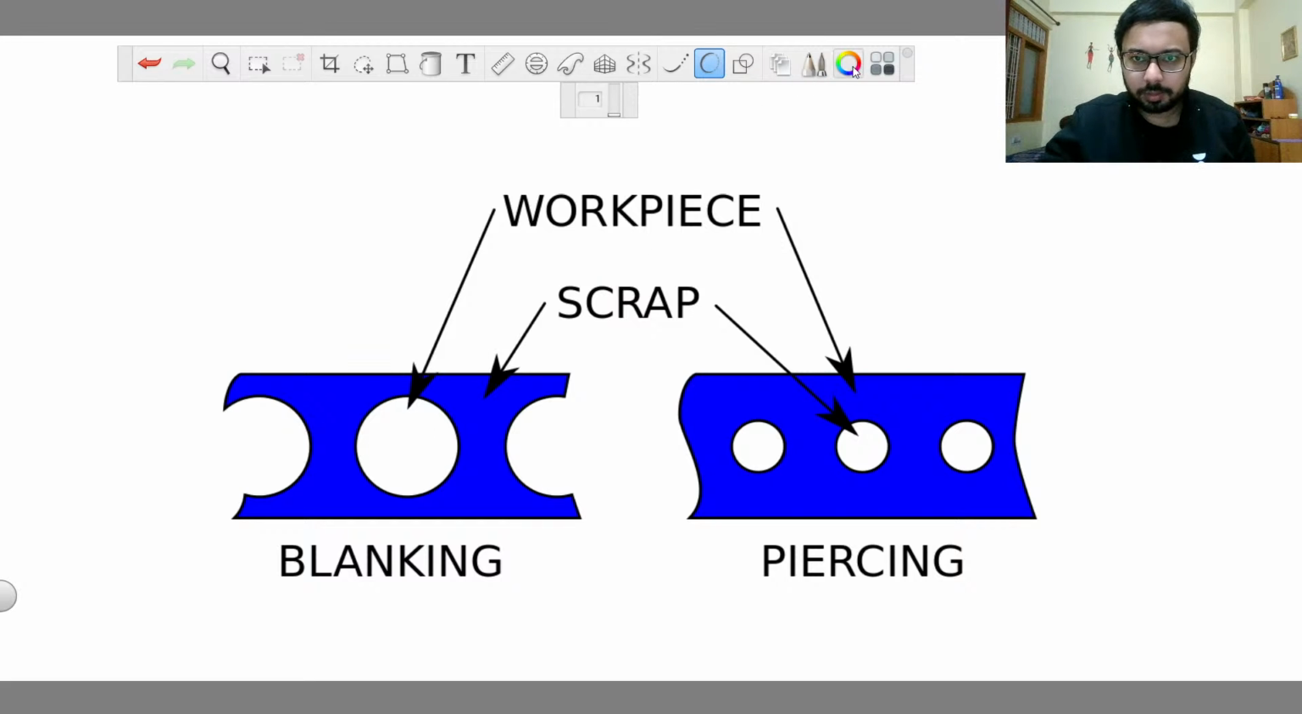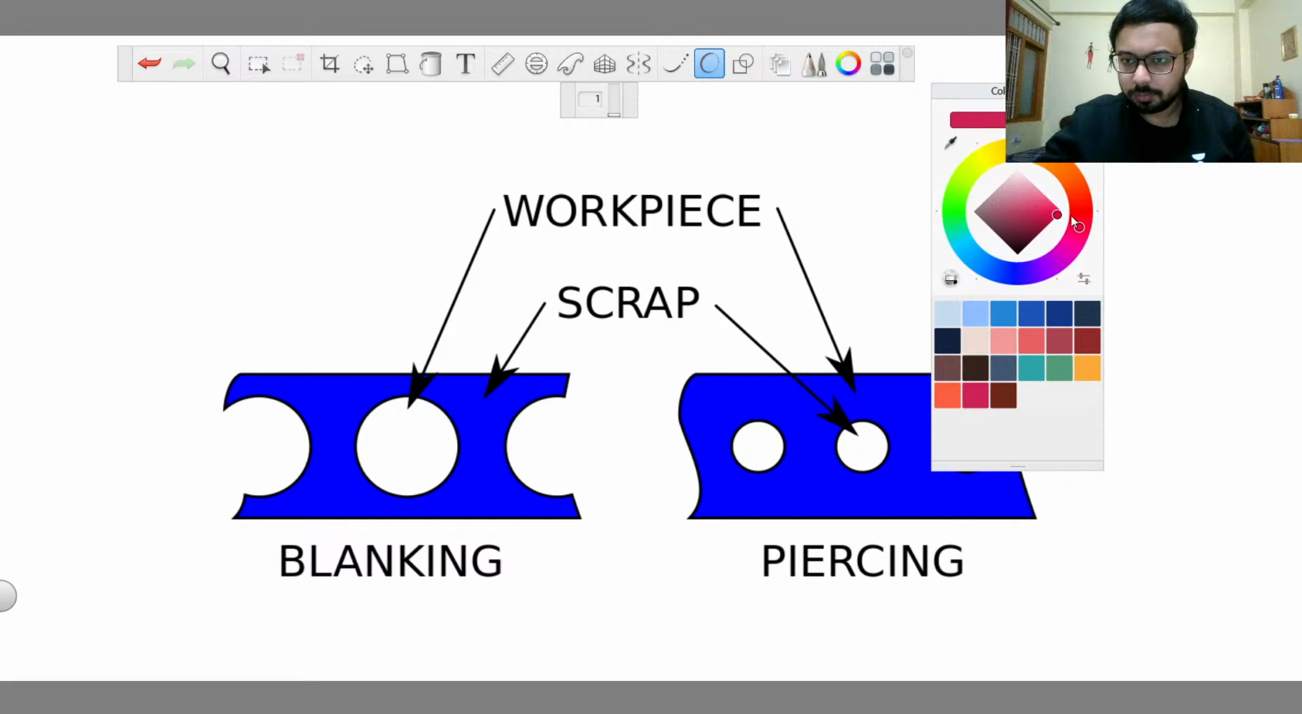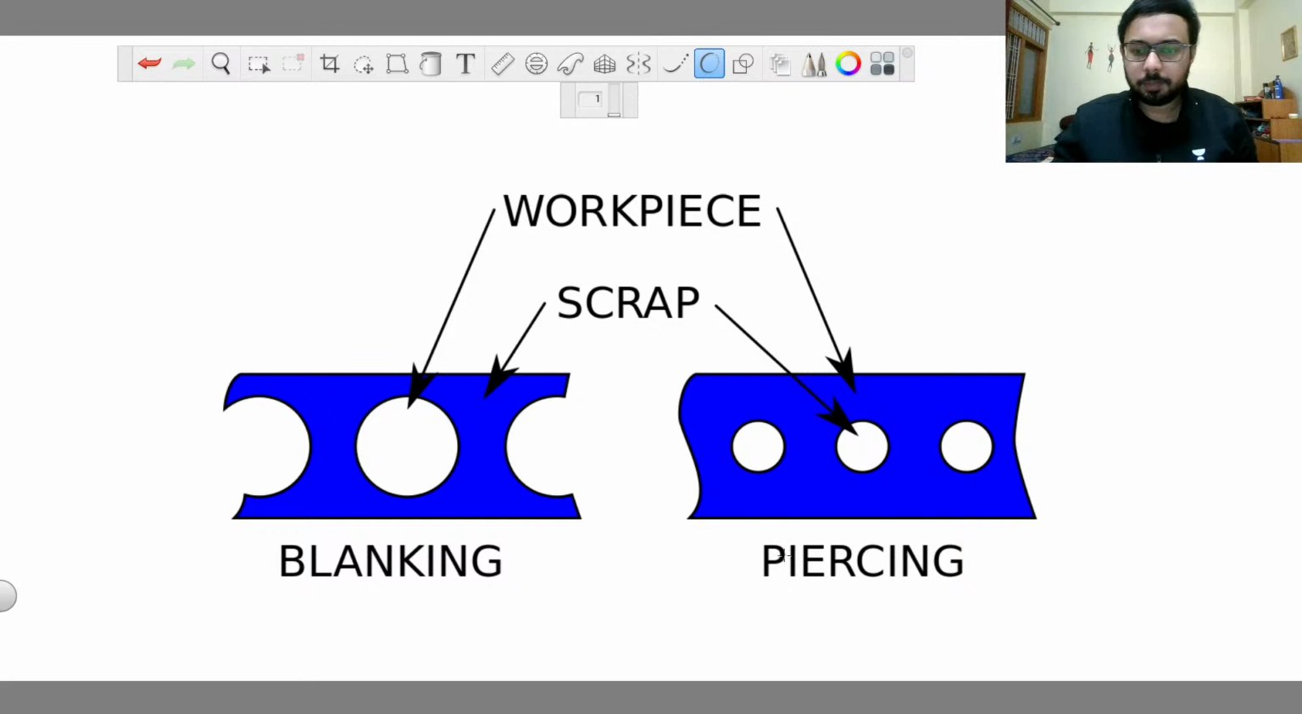And for the next, piercing, our main focus is to create these holes. So the workpiece will be this blue object, and the scraps will be the pieces that are cut. And here the pieces that are cut are our main workpiece, and the blue part is our scrap. So the pieces that are cut will be there in circular shapes.